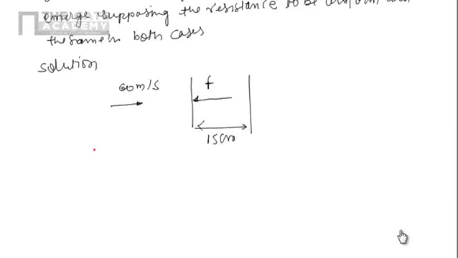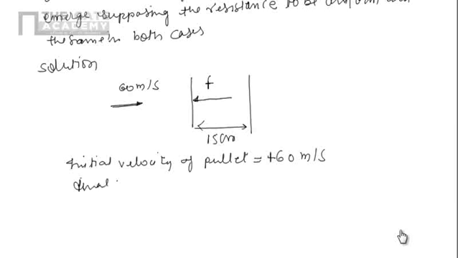So the initial velocity of the bullet is given. I will write the initial velocity of the bullet, that is given as 60 meter per second, and according to the direction it is in positive x, so positive. The final velocity of the bullet will be 0, because after penetration up to 15 centimeter it will stop. And if you see the direction of F, it is in negative x direction.